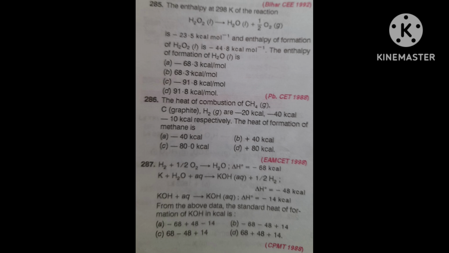By arranging all these three reactions, you will get what you wrote in the beginning: K solid plus half O2 gas plus half H2 gas gives KOH solid. Just put the values, and you will get option B, minus 68 minus 48 plus 14. This question was asked in the medical exam, CPMT.